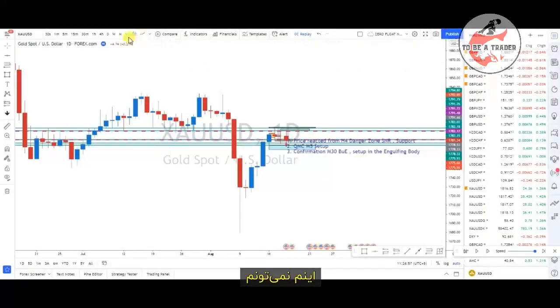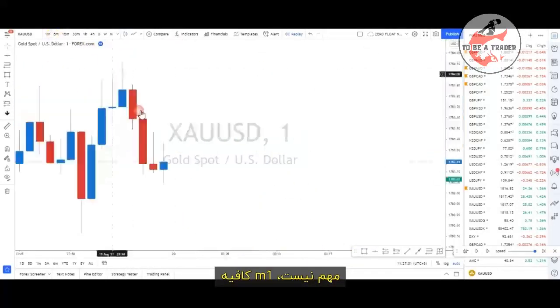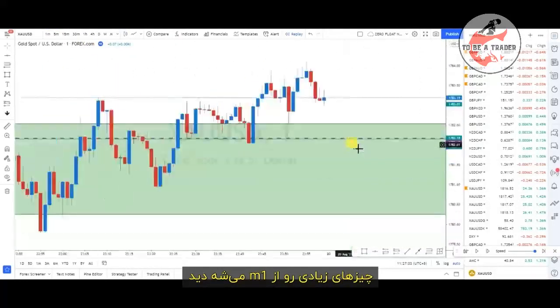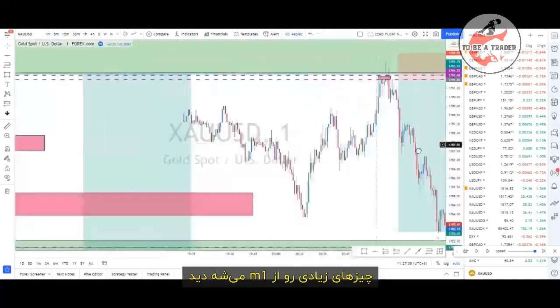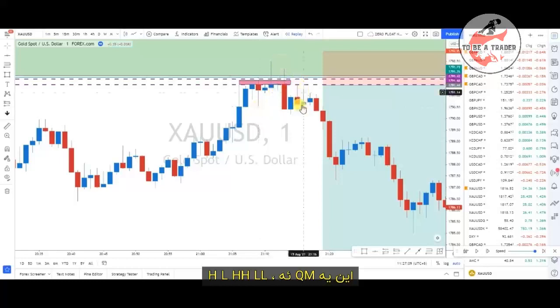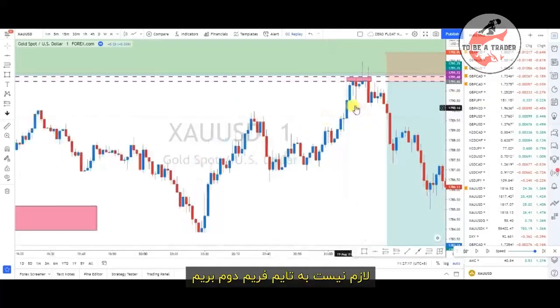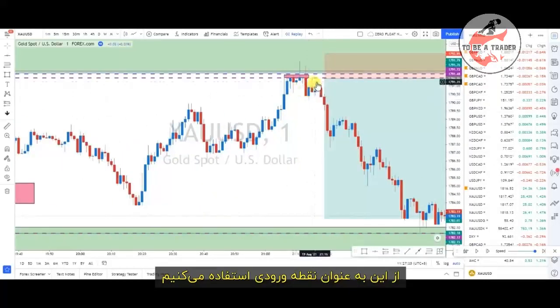Oh, I can't as well. So I can't go to the 30-second time frame. Okay, never mind, the M1 is good enough. So M1 has shown a lot of things inside here. Definitely if you go to the smaller time frame, you can see that this is a QM: higher low, higher high, lower low, and the confirmation is on the M1 time frame. But we don't need to go all the way down to the second time frame. We use this as an entry point, that is good enough.